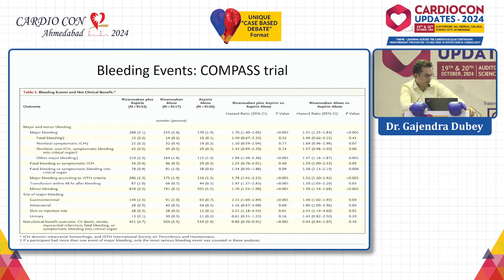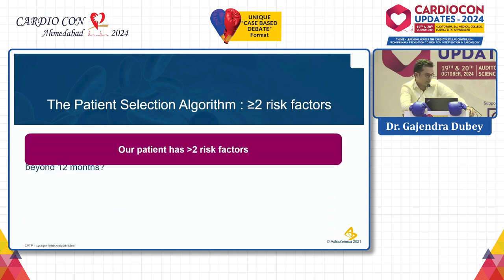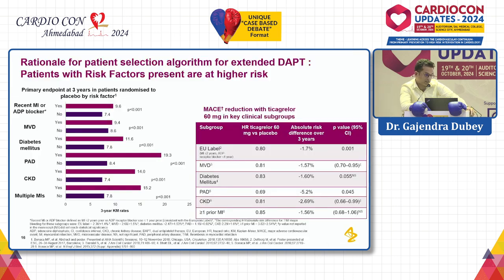Regarding bleeding rates, rivaroxaban also showed significantly higher rates of major bleeding as compared to placebo, and there were more GI bleeds with use of rivaroxaban as compared to placebo. So if we come to a patient selection algorithm, this patient is post PCI, post MI, he has more than 2 risk factors, and these types of patients are more likely to benefit from extension of dual antiplatelet therapy. Those who have multiple risk factors like multivessel disease, diabetes, peripheral arterial disease, CKD, multiple MIs, are at higher risk, and if they are at higher risk, then extension of DAPT is more beneficial.